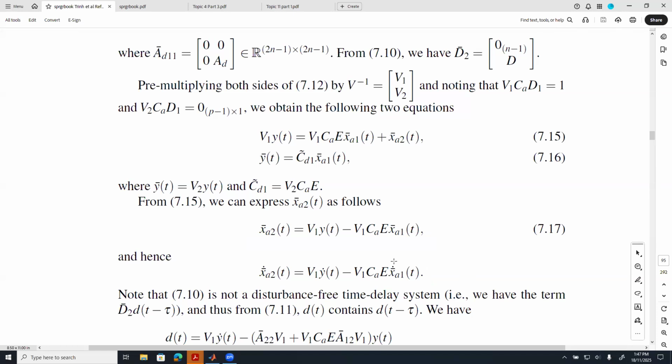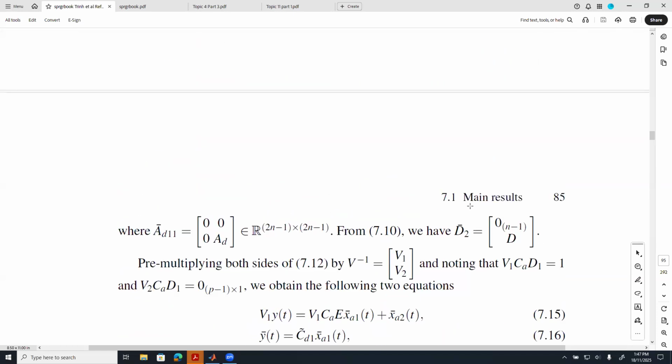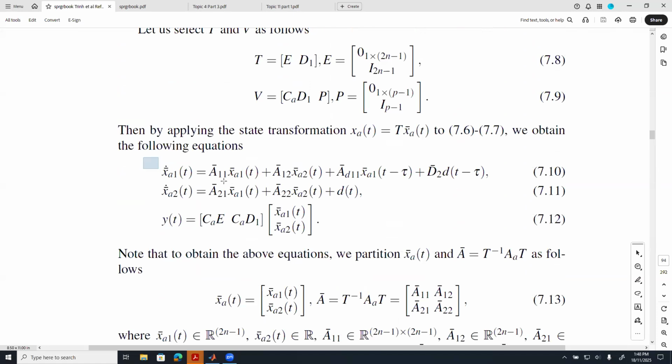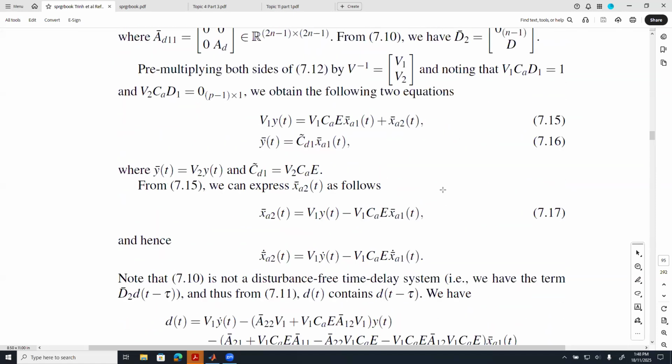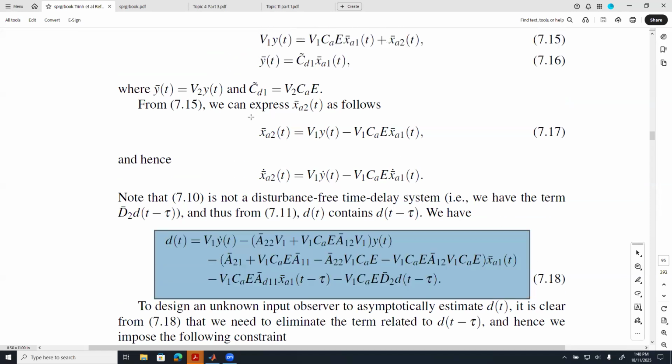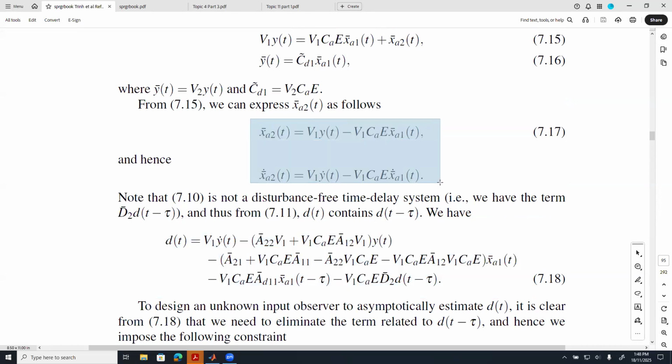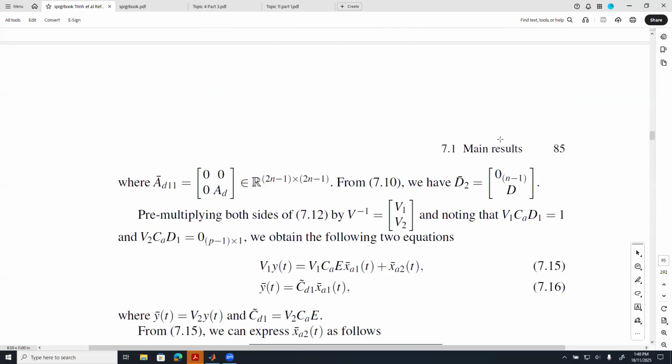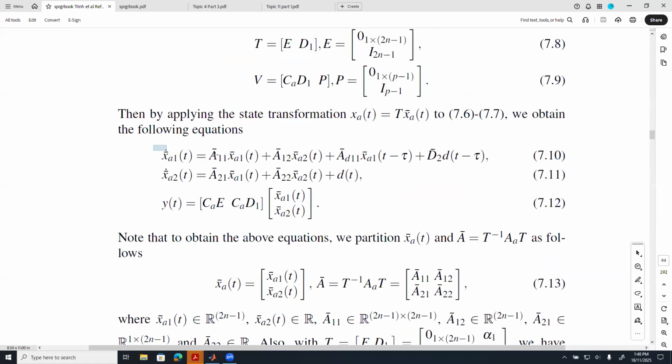And bear in mind that when we got this expression, the derivative of the stack vector x bar I1 of t, which is this one in here. So what is happening is, with that information, we substitute it in. In fact, the disturbance, which is the unknown input d of t here, also contains the delay unknown input. Okay, so that's the main thing in here. So when we look at this equation, this is the result of substituting this equation together with its derivative back into this equation.